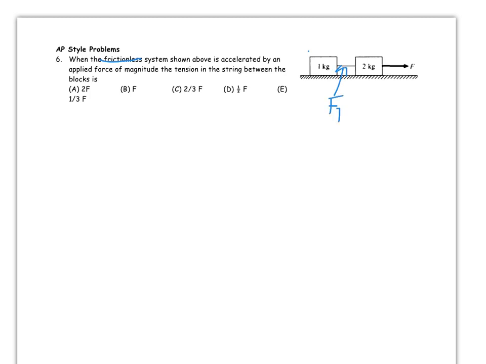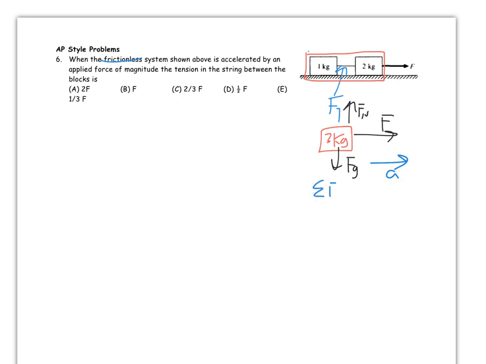What I'm going to actually do first, though, is treat the two blocks as a system, treat them as one object with a mass of 3 kilograms. For that object, we have this pulling force going to the right. We also have normal and gravity, but we don't actually care that much about those two in this situation because we're going to be concerned with the horizontal acceleration of the object. And that is the way that it is accelerating.